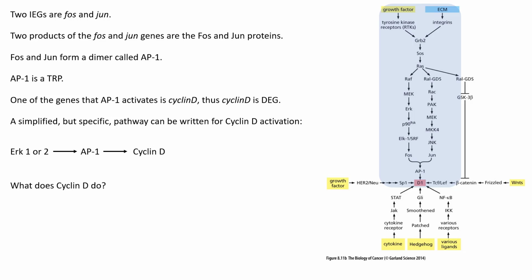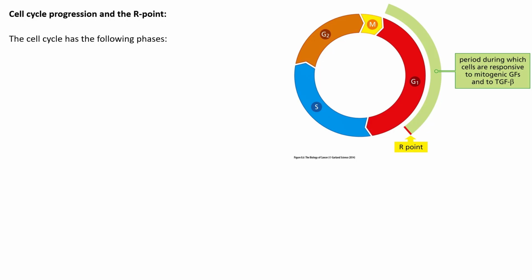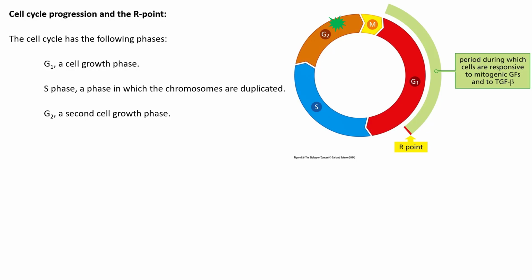What does cyclin D do? Cell cycle progression and the R point. The cell cycle has the following phases. G1 is the cell growth phase. S phase, a phase in which the chromosomes are duplicated. G2 is the second cell growth phase. M phase, where mitosis occurs.